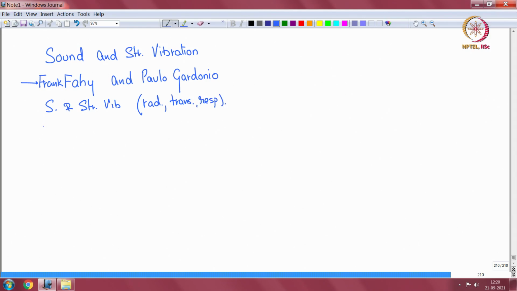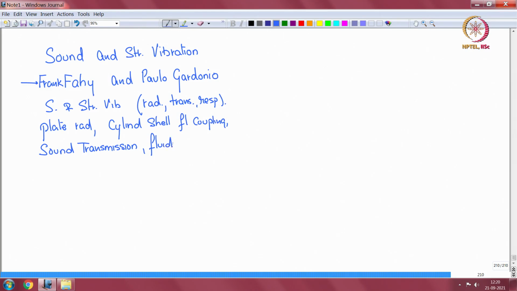Portions of plate radiation, portions about cylindrical shell and fluid coupling, the entire portion on sound transmission, and the last portion on fluid loading I took from this book. As I said, there is an expanded version now with a co-author.